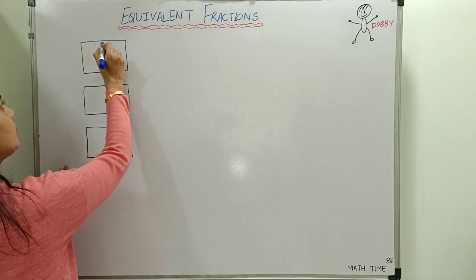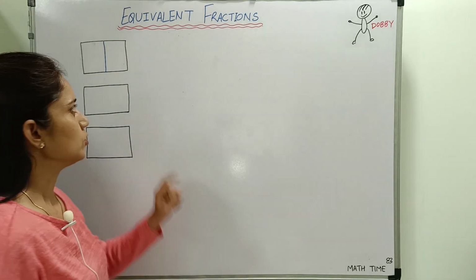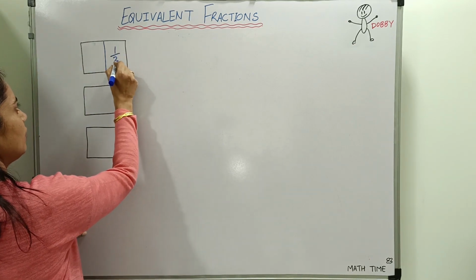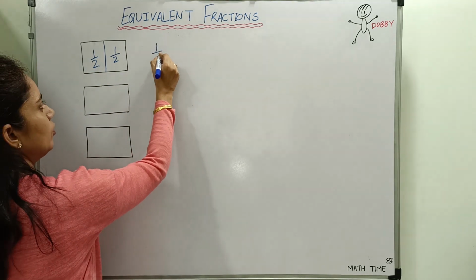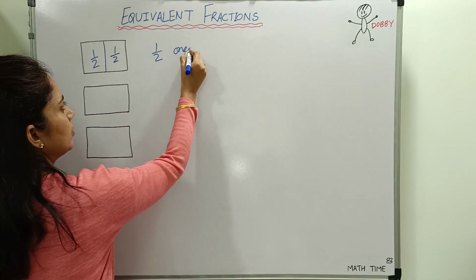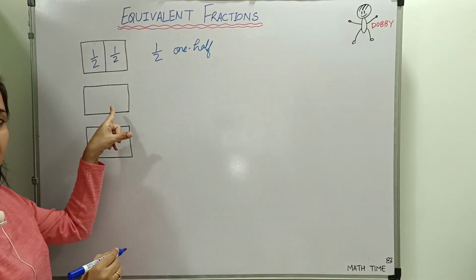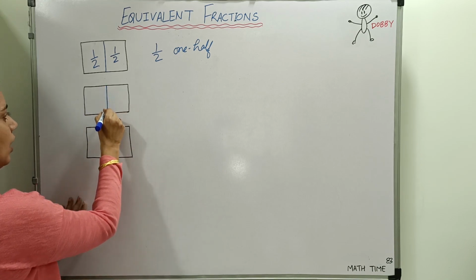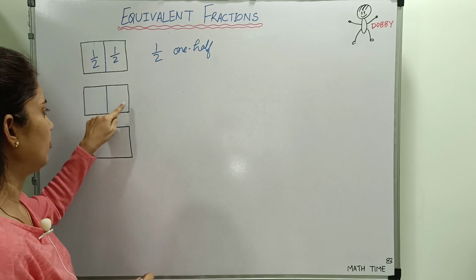Now dividing this one whole into two parts. So each part becomes 1/2. This is 1/2. This is also 1/2. Now the same rectangle is drawn below. Dividing it again into half, both the portions are 1/2, 1/2.